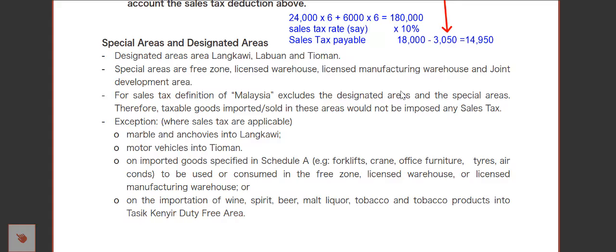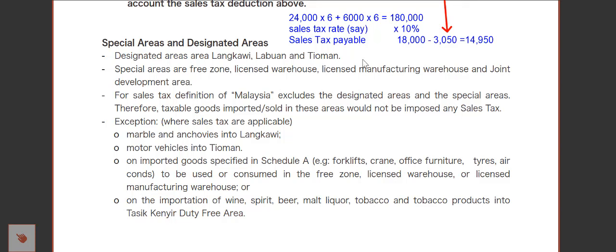So how do you register yourself? How do you compute sales tax? How do you determine the taxable period? What if you have a late payment? And what do you mean by exemption scheme, approved major exporter scheme, and even sales tax deduction scheme?